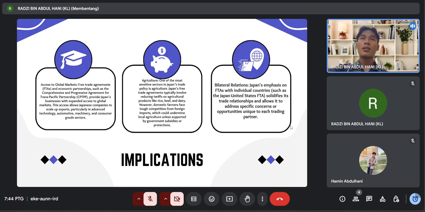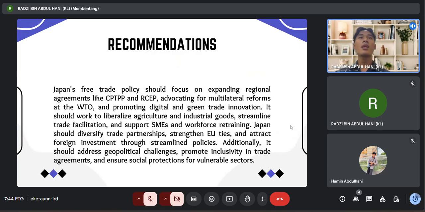Okay, next slide. The last of my slides is recommendations. The recommendation for this country is that Japan's free trade policy should focus on expanding regional agreements like CPTPP and RCEP, advocating for multilateral reform at the WTO, and promoting digital and green trade innovations.